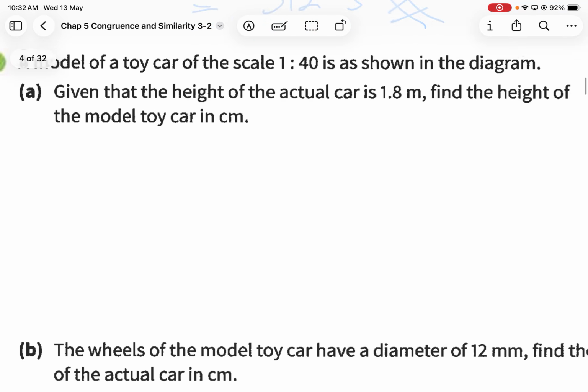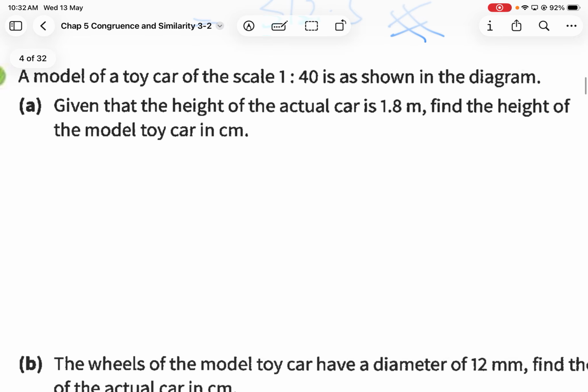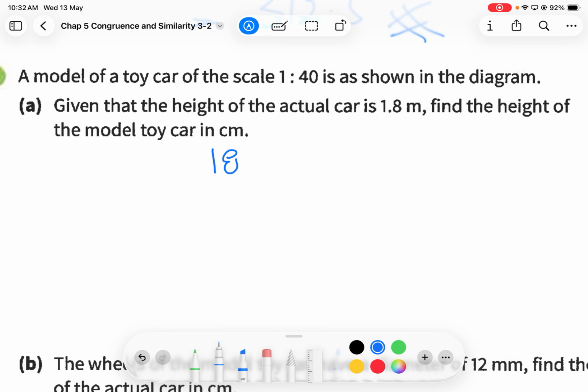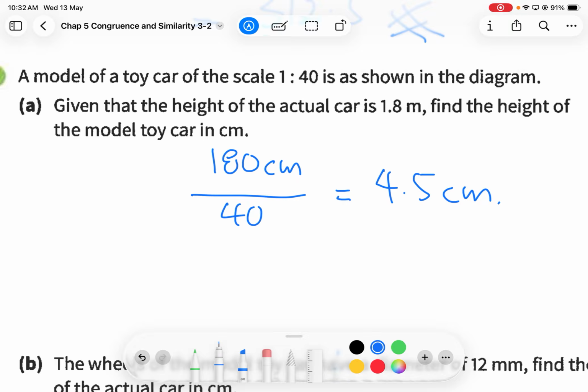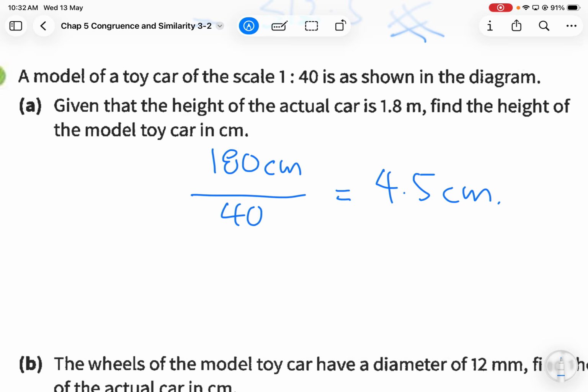We can just take, they want it to be in centimeters, so I change my 1.8 meter to 180 cm first. Then, just divide by 40 can already. Okay? So once you understand the relationship, the calculation is not that difficult. But you must know which one is the original, which one is the image, which one bigger, which one smaller.